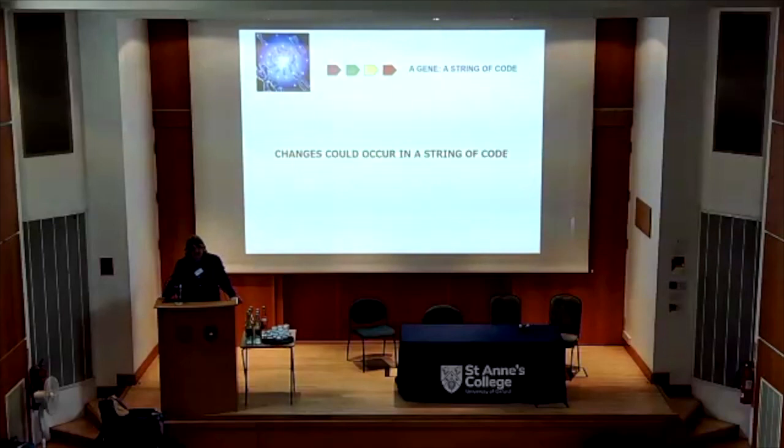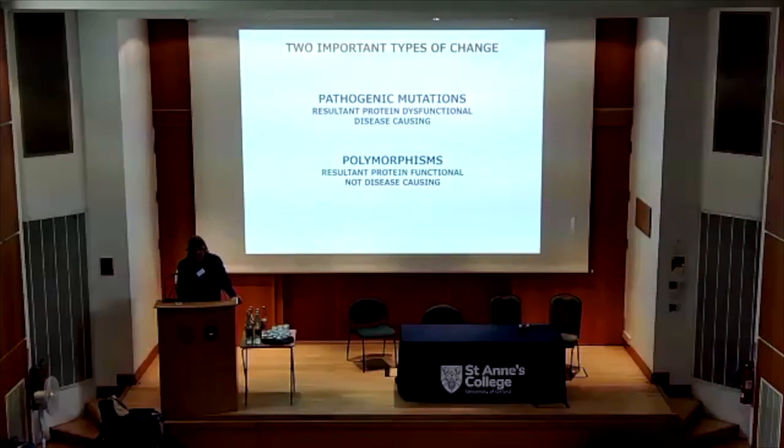Now, when I say the gene has an abnormality in it, obviously, if it's a string of code, errors could occur. And there are two kinds of errors in genes. First, pathogenic mutations. That means that the resultant protein from this error is dysfunctional and it causes disease. And there are polymorphisms, which result in perfectly functional proteins and don't cause disease. They're just variations in the code.